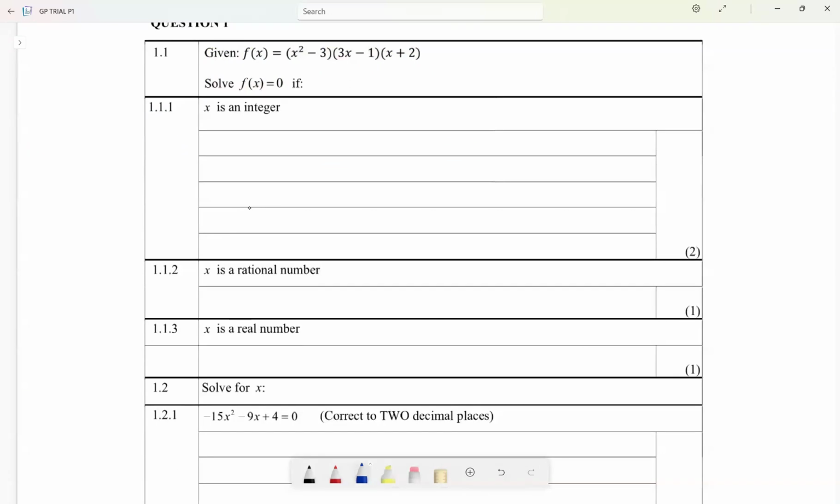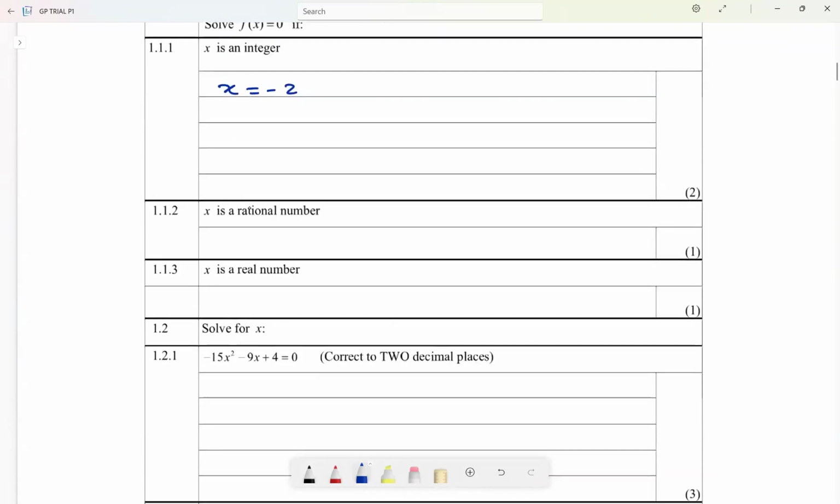So if I check between these factors, let me simplify them. This one is going to be x squared equal to plus 3, which gives me something like the square root of 3. This is not a perfect number. And this one is going to give me a fraction, 1 over 3. It's not an integer. So the integer is this one: x is equal to -2.